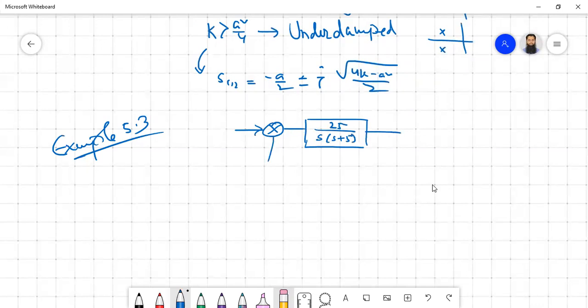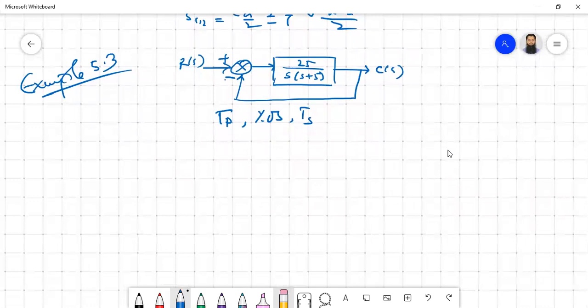Okay, so a unity feedback system, this is your output and input, negative feedback. Now what they're asking is, for this particular system, you have to find the peak time, TP. Then you have to figure out the value of percent overshoot, and then the settling time TS.